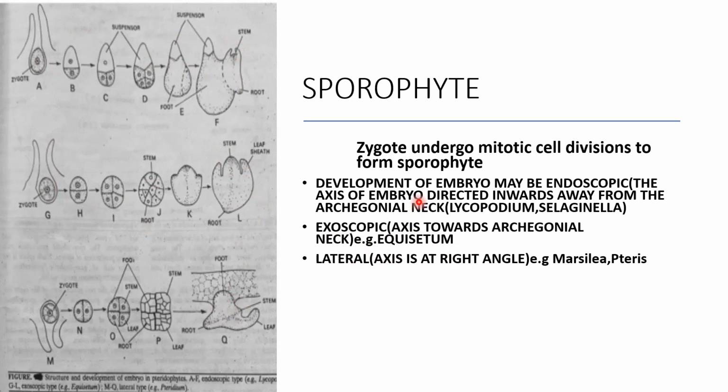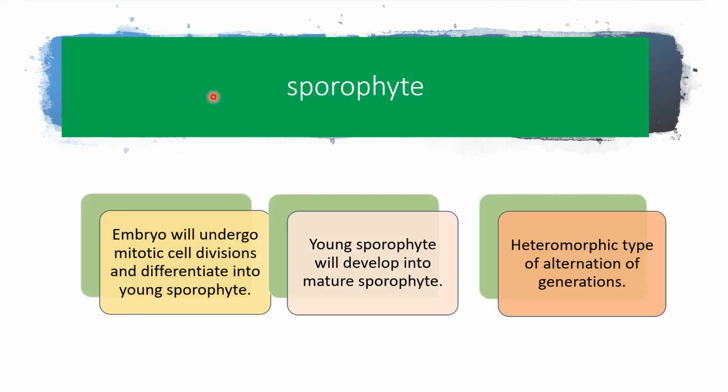So we can say the formation of the sporophyte, or the development of the embryo, may be endoscopic, exoscopic, or lateral. Ultimately, the sporophyte is produced from the zygote. Differentiation of the tissue occurs. Some of the cells may differentiate to form stem, some of the cells will form root, and some of the cells form the foot, which is basically helping in nourishment. So ultimately, all the tissues will get differentiated from this embryonic part of the sporophyte, and the young sporophyte will develop into a mature sporophyte.